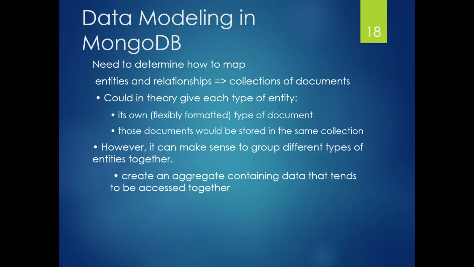In data modeling in MongoDB, we need to determine how to map entities and relationships to collections of documents. In theory, given that each type of entity has its own flexibly formatted type of document, those documents could be stored in the same collection. However, it can make sense to group different types of entities together and create an aggregate containing data that tends to be accessed together.